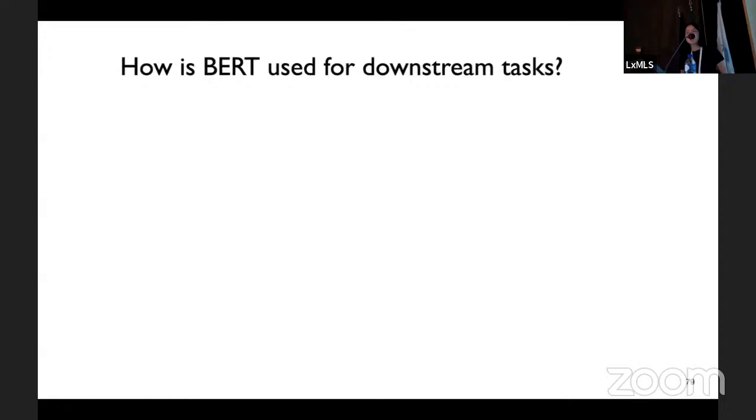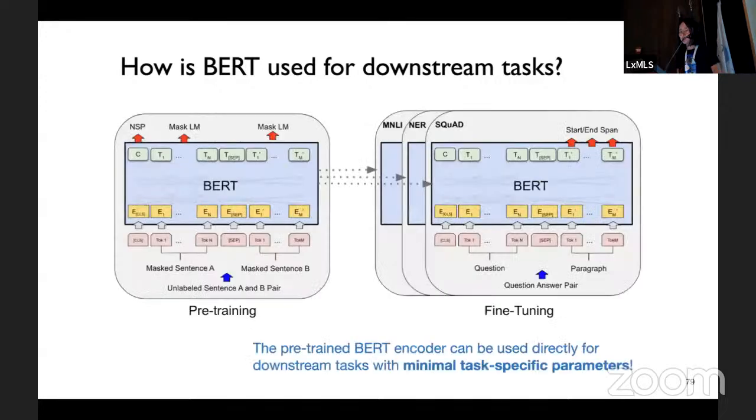Okay, so this is about how BERT is pre-trained. The next question is, how is BERT used for downstream tasks? This is really the most important key concept in the BERT paper, and also the GPT-1 paper: you just need to pre-train once. The same encoder model can be reused many times for different downstream tasks with very minimal task-specific modifications. That's really the most important concept in the BERT paper.